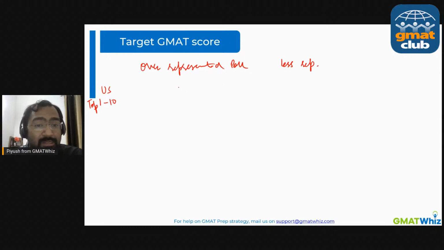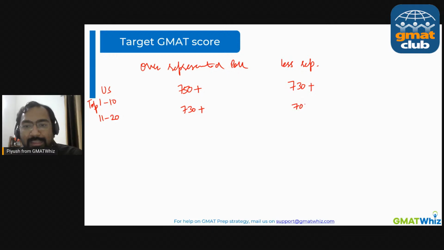If you're from an overrepresented school pool, you are looking at a 750 plus minimum. If you're from a less represented pool, again, these are just average numbers which I'm giving you. It doesn't mean that people don't get in with a lower score. They always look at your profile as well, guys. Understand it this way. If you're applying to rank 11 to 20, and again, I'm giving you approximate ideas here, just to give you a sense of what kind of target score you should aim for. These are the numbers that you are looking at.